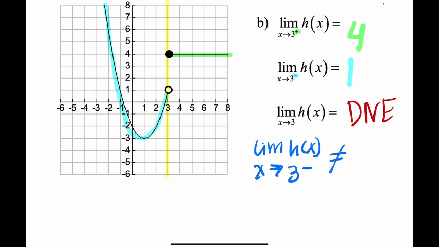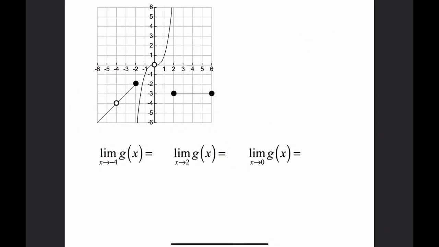Except I say that these two do not match. The limit of h of x as x approaches 3 from the left and from the right are not equal. So I'm using a not equal to sign right in the middle for my justification. I encourage you all again to pause the video and try these out on your own before I do them.